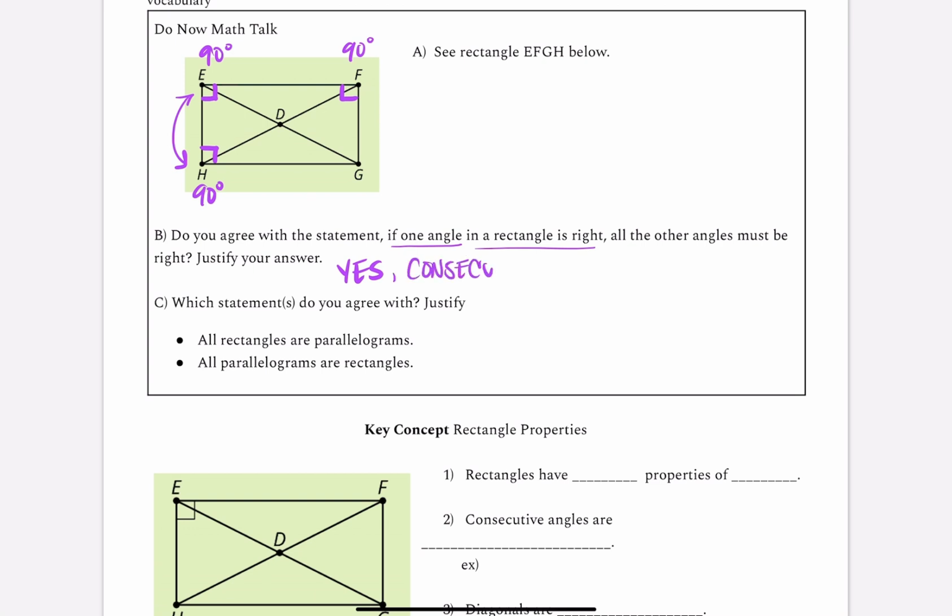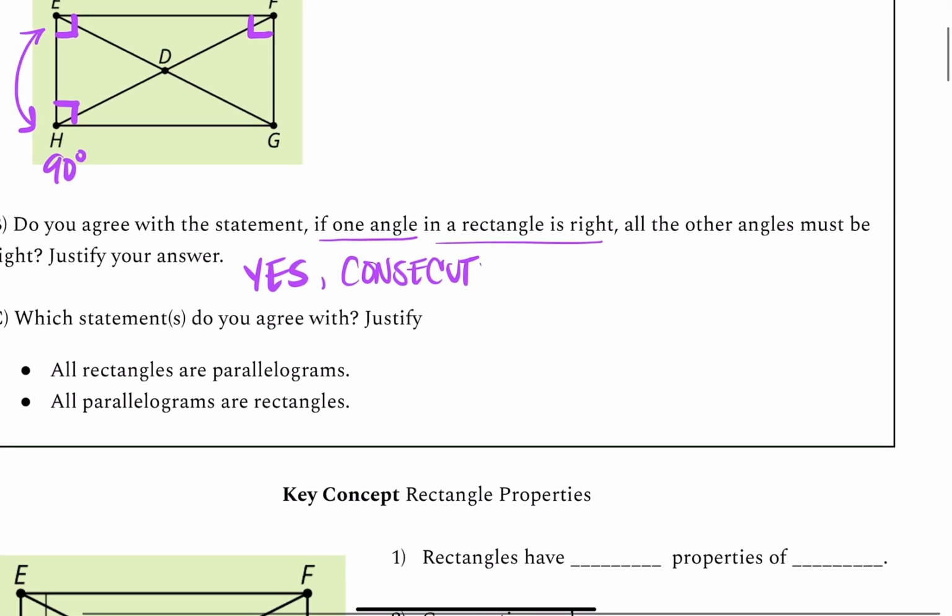Consecutive angles, that's an angle notation.